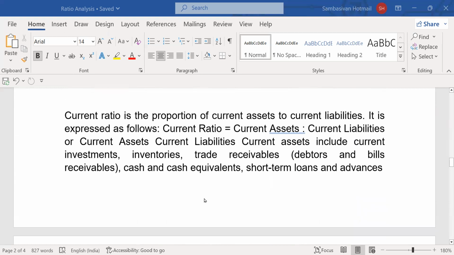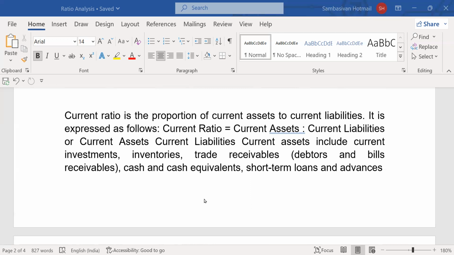Next, current ratio. Current ratio is the proportion of current assets to current liabilities. It is expressed as follows: current ratio is equal to current assets divided by current liabilities.